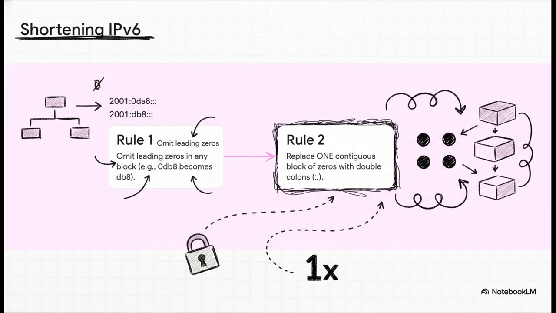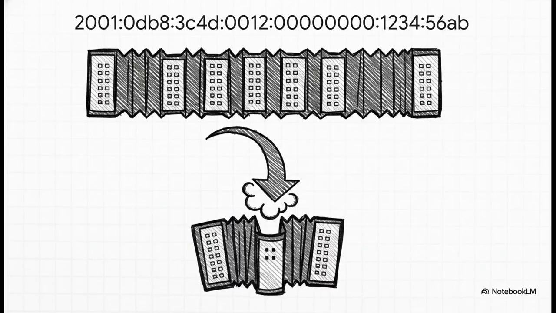You only need to remember 2 simple rules. First, you can drop any leading zeros from a block. And second, you can replace one continuous string of all 0 blocks with a double colon. Just remember, you can only use that double colon trick once per address. So, if we apply those two rules, we can take that long, clunky address and compress it into this much cleaner version. It is the exact same address, just written way more efficiently.